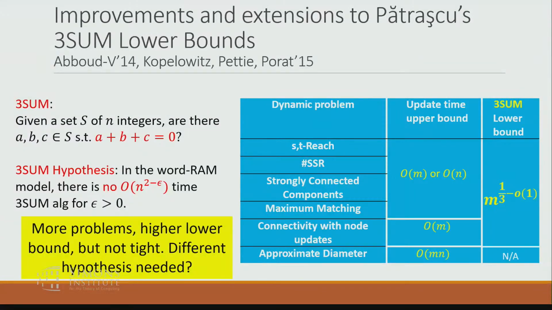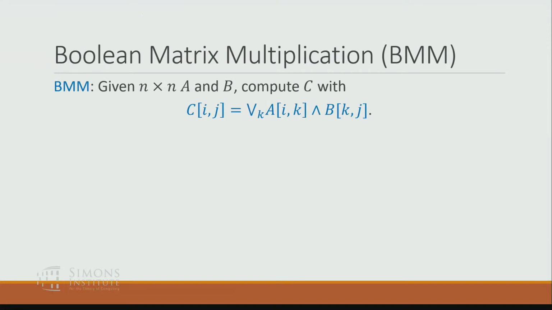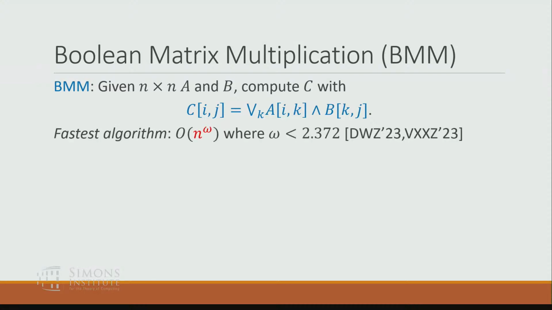So which different hypothesis? Well, here's one. Here's a Boolean matrix multiplication problem we've seen before. A and B are Boolean matrices, compute the OR of ANDs per entry. The fastest known algorithm is an algebraic algorithm that runs in n to the currently 2.372 time. This is from this year. It used to be 2.373, now it's 2.372. Great.